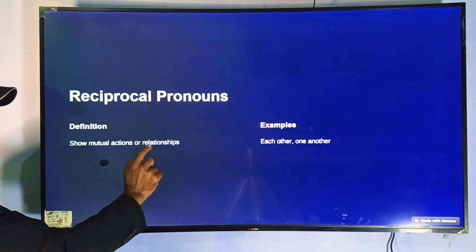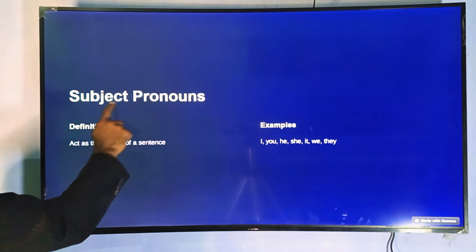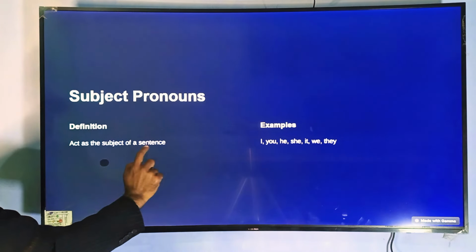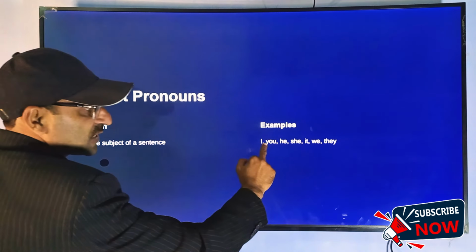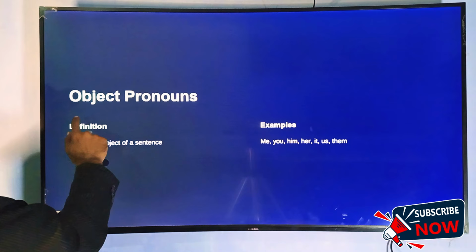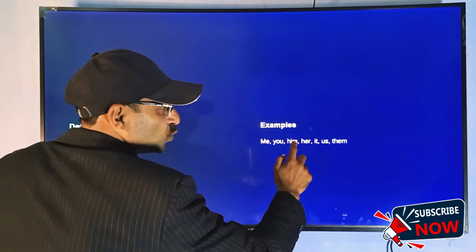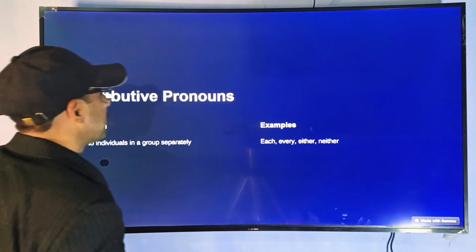Another type is the reciprocal pronoun. The definition is showing mutual action or relationship: each other, one another. Another type is the subjective pronoun. It acts as the subject of a sentence: I, you, he, she, it, we, they. Another type is the objective pronoun. It acts as the object of a sentence: me, you, him, her, it, us, them.